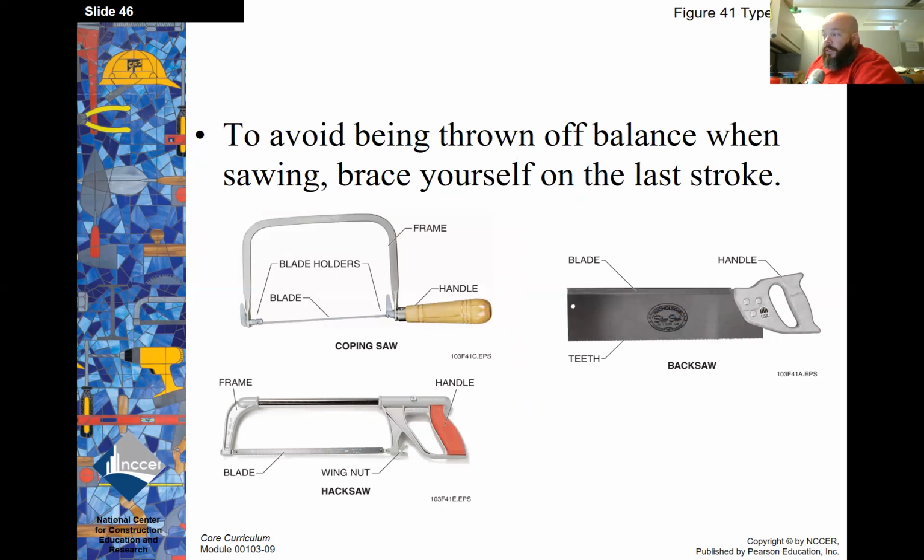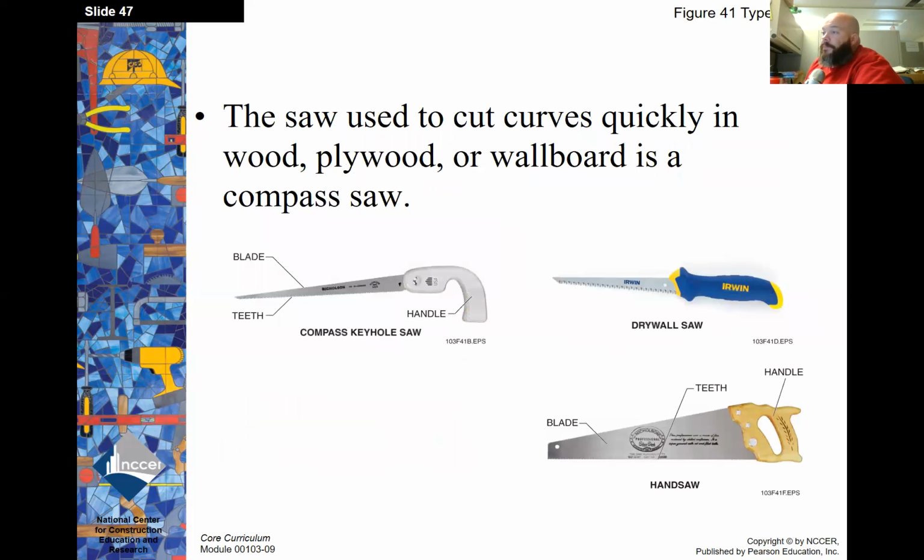We have a couple of different saws shown here. A coping saw is used to cut angles or curves in wood. A hacksaw would be used traditionally more for metal. And then a back saw, we used a few of those. And that just means that when the saw cuts, the cutting action actually takes place on the back stroke.